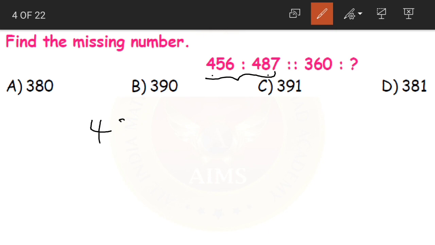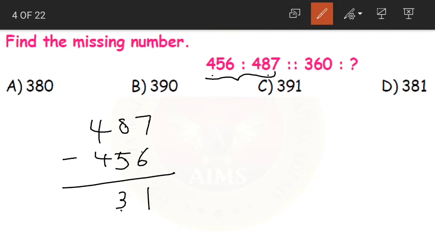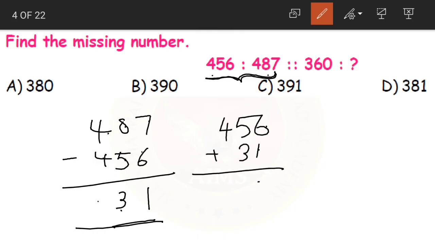Let us subtract these two. 487 minus 456. What will we get, children? 7 minus 6 is 1. 8 minus 5 is 3. 4 minus 4 is 0. So by subtracting these two we got 31. Or simply we can say 456 plus 31 is equal to what? 6 plus 1 is 7, 5 plus 3 is 8, and 4, so 487.